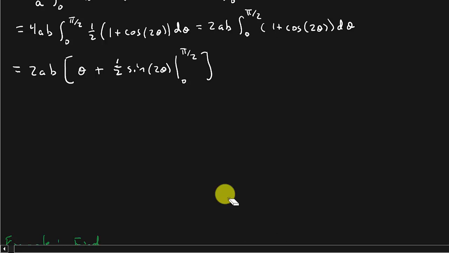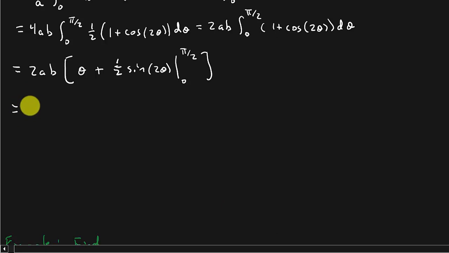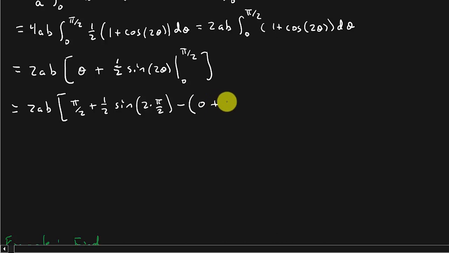All right, so now we're ready to evaluate. This is going to be 2ab times pi over 2 plus 1/2 sine of 2 times pi over 2, minus 0 plus 1/2 sine of 2 times 0.